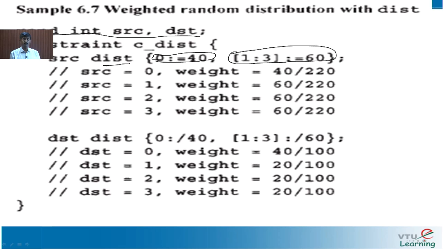So out of 220, it is 110, double it is 220, it is said that it is 40 to 120. Source is 1, it goes to 60 to 120. So you can see that if it is 0, it is 40. If it is 1, it goes with 60 by 120. If it is 2, again 60 by 220. 3, 60 by 220. This is the weight that is given. Right? Similarly, I can put it for destination.